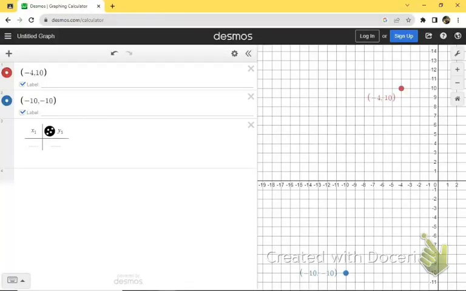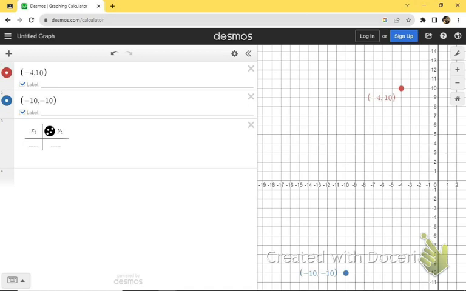Hello everyone. So I wanted to jump on here and make a quick little video about my method of finding the equation of a line through 2 points when the pattern is not really that nice to us. So I have these 2 points, (-4, 10) and (-10, -10). I want to go ahead and find the slope between those two and then find the y-intercept.